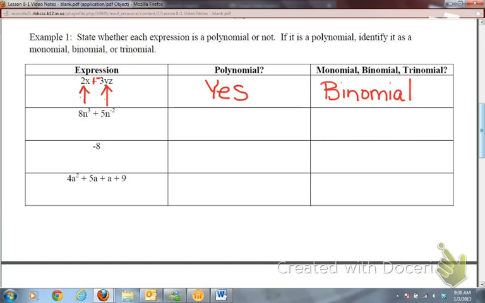Now let's look at the next one. Looking at it at first, you might think it's kind of like the first one. It has two terms, and you see a plus sign there. So you might think, oh yeah, it's a polynomial and it's a binomial. But there's something tricky about this one, and that is if you look at the exponents. The 8n to the third is fine. There's nothing wrong with that. We can have as high of exponents as we want. It's the other exponent, this -2, that is really bothersome.